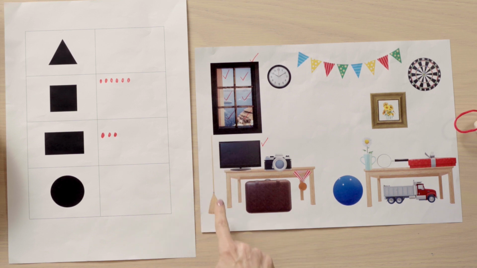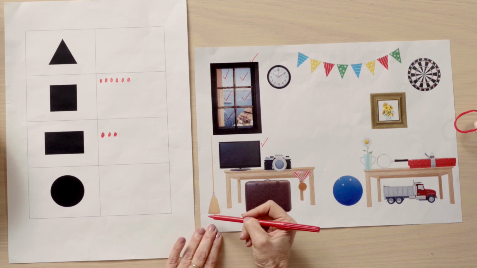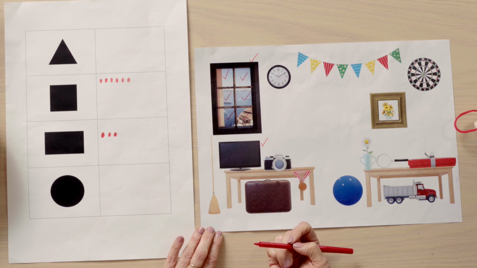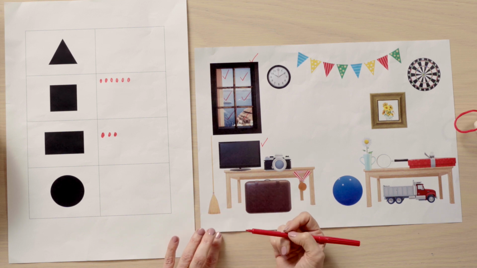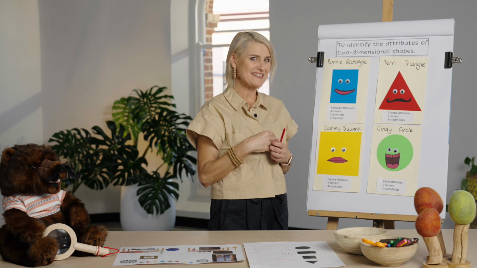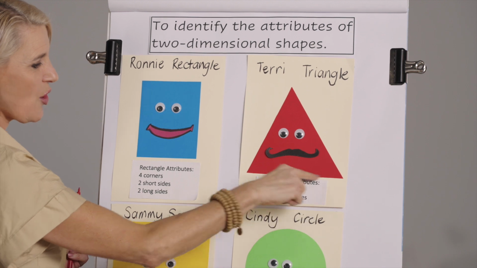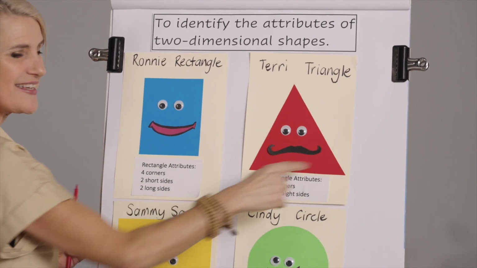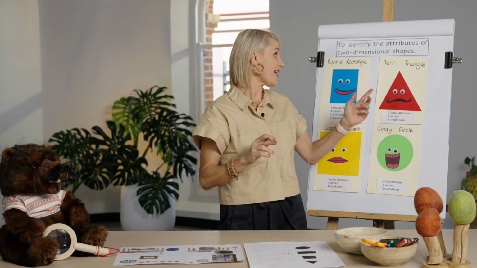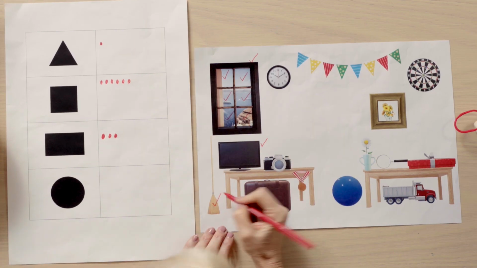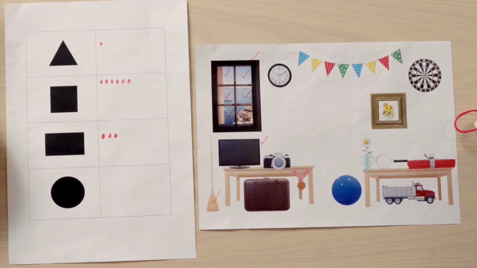Okay, next to our computer screen or our TV, over here, I can see a broom. And I can see on that everyday object something that has got 1, 2, 3 sides and 1, 2, 3 corners. 3 sides and 3 corners. Do you know what shape that is? 1, 2, 3 corners. 1, 2, 3 sides. It's a triangle like Terry. Let's find our triangle and give it a mark. Well done. Ooh, we're doing so well.